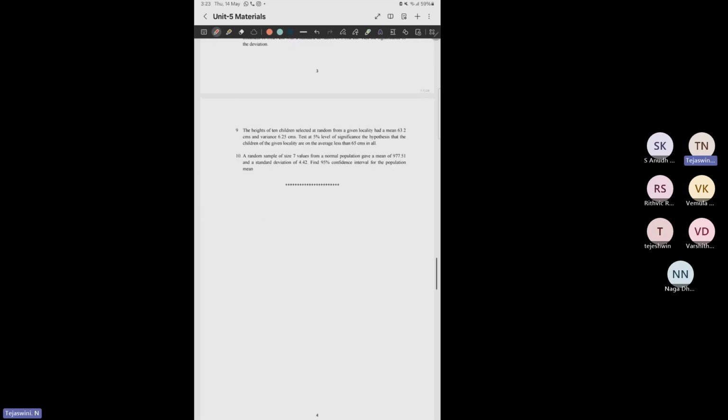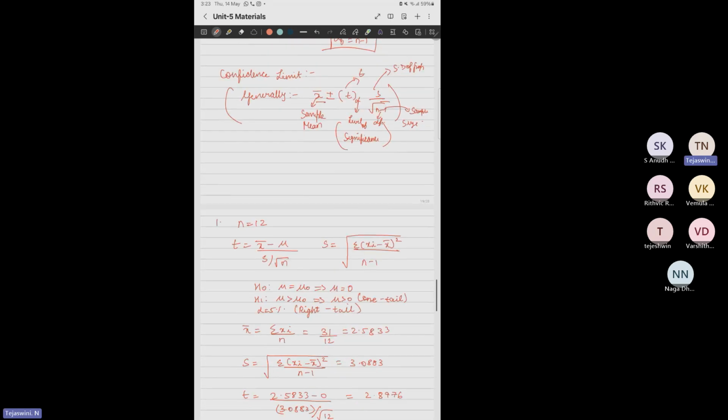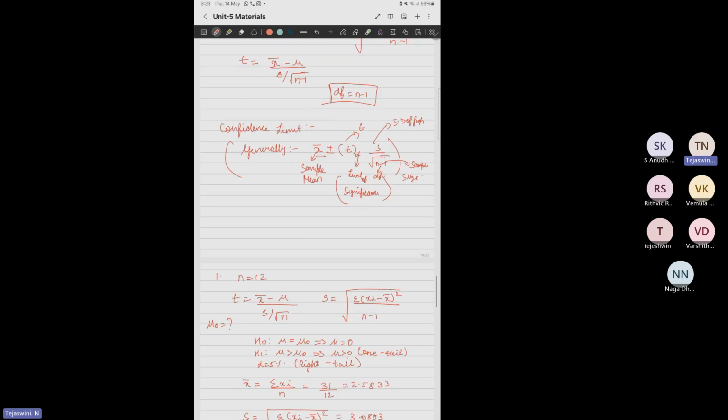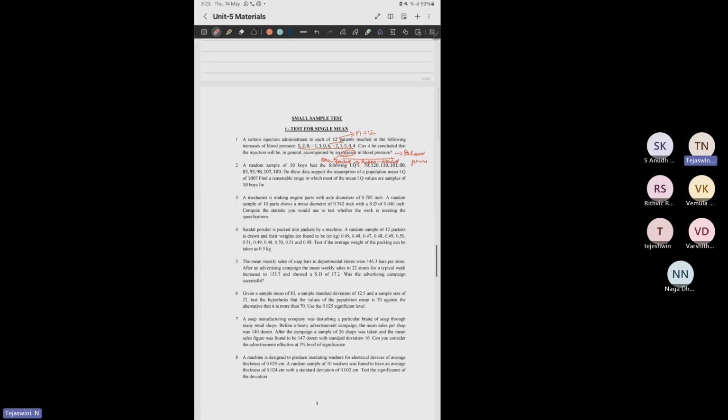Since I have written all the data here, and mu naught is not given to us, how do we find mu naught from here? They have asked us, can it be concluded the injection will be in general accompanied by an increase? So our hypothesis will be that there is no increase. That is, the mu should not change. If there is no increase, then the blood pressure for everyone will be the same. So mu is equal to mu naught, such that mu is equal to 0.